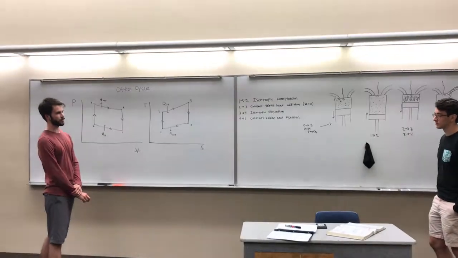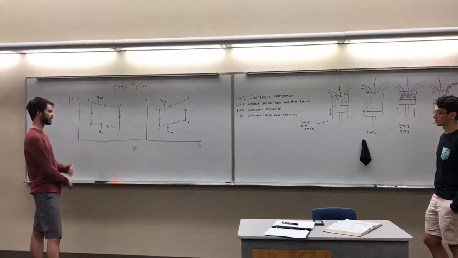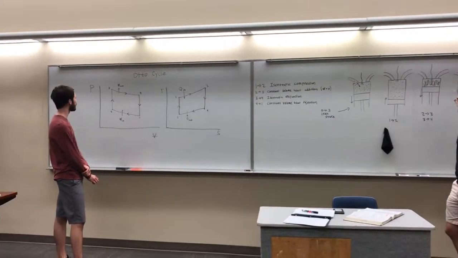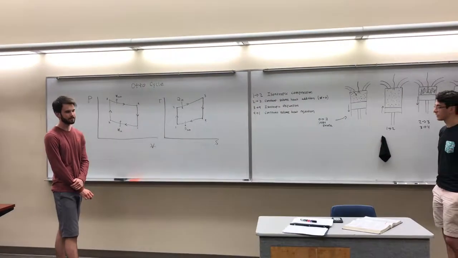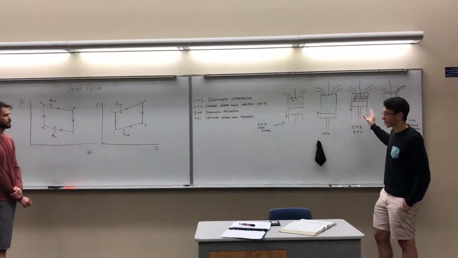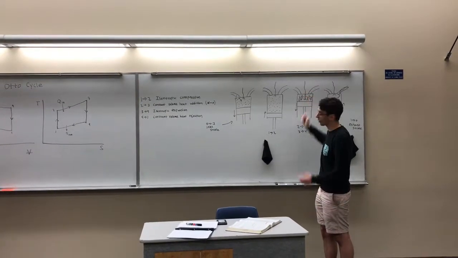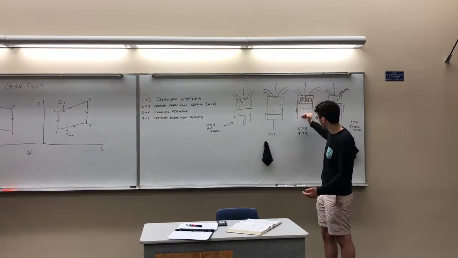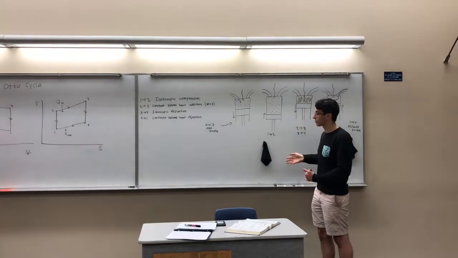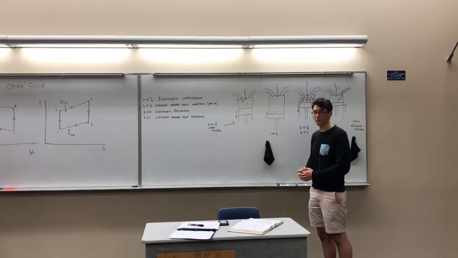And process 3 to 4 is isentropic expansion, again on the PV and TS diagram. So here, it's also in this diagram, but basically what's happening is there's a combustion happening here, so rapid expansion of gas, which pushes the cylinder down, which is basically just the isentropic expansion of the system.